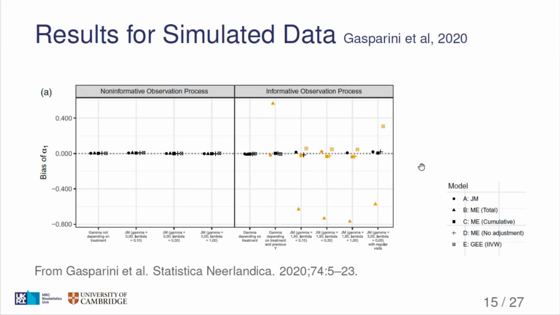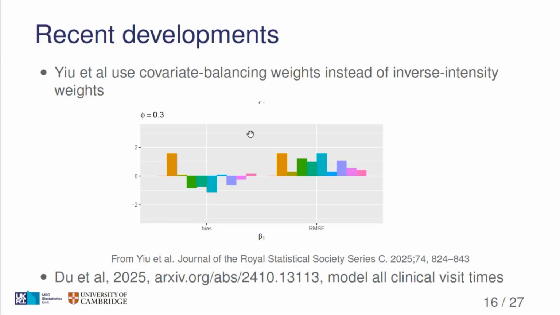I'm going to present here, again, simulation results from another study by Yu et al, where they use a different method to weight the analysis. They use what's called covariate balancing weights, and the idea is that if you're trying to compare two groups, you try and choose the weights that most equally balance the covariates between those two groups.